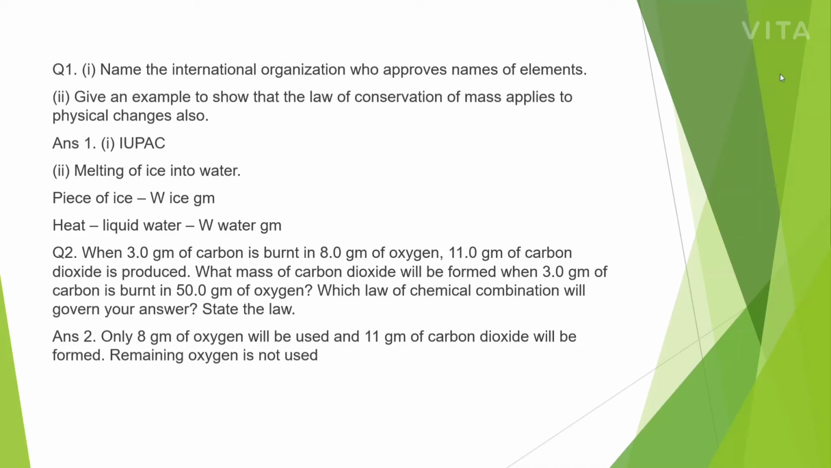Now when 3.0 grams of carbon is burnt in 8.0 grams of oxygen, 11.0 grams of carbon dioxide is produced. It means that carbon and oxygen combine in the ratio of 3:8 to form carbon dioxide. So when 3 grams of carbon and 50 grams of oxygen are there, then also 8 grams of oxygen will be used and 11 grams of carbon dioxide will be formed. Now the remaining oxygen will remain unused.